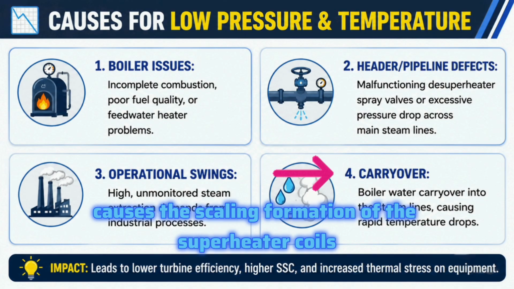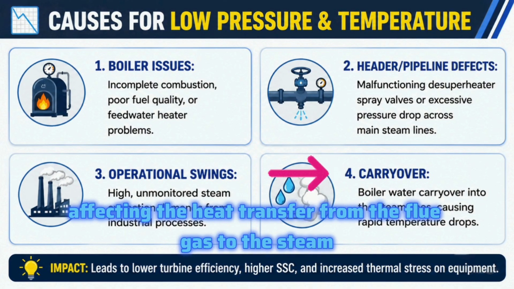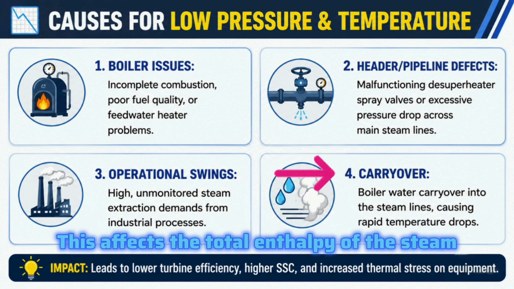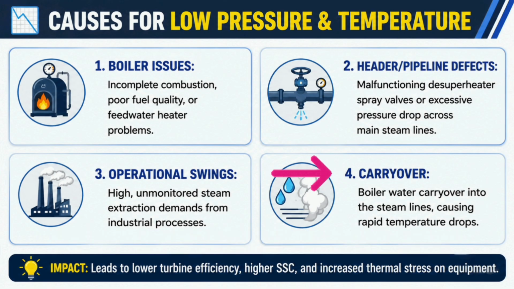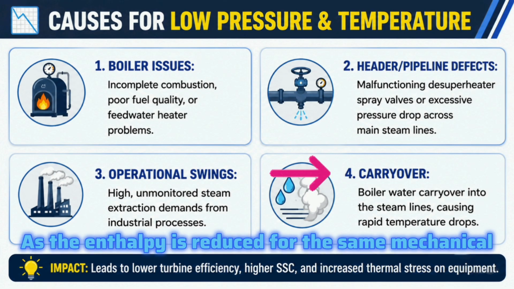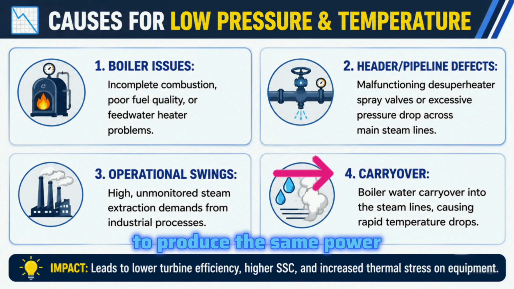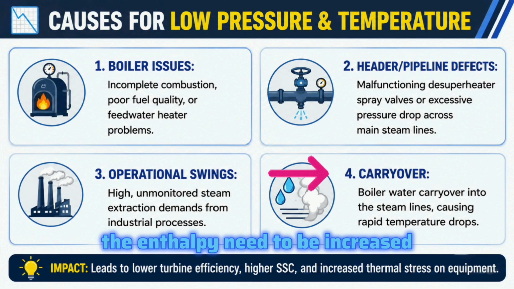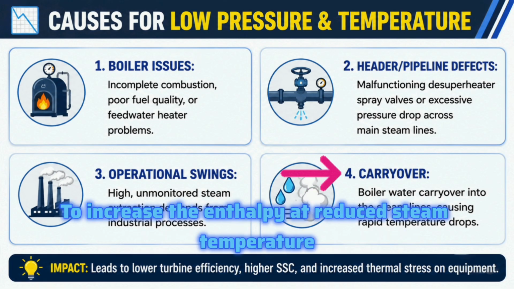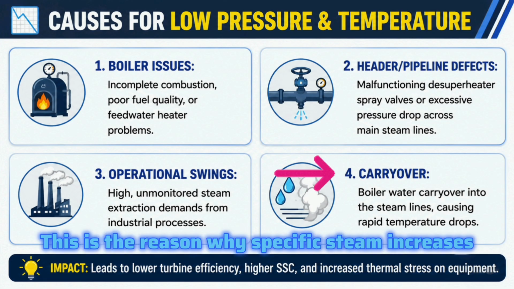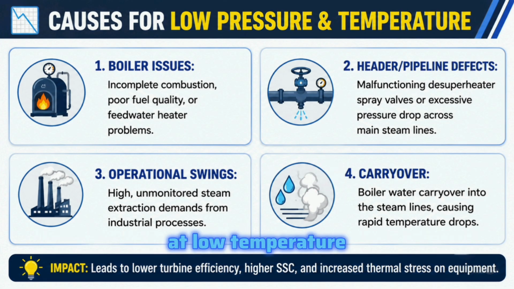scaling formation on the superheater coils, affecting the heat transfer from the flue gas to the steam, reducing the steam temperature. This affects the total enthalpy of the steam, as the enthalpy is reduced for the same mechanical or electrical output. To produce the same power, the enthalpy needs to be increased. To increase the enthalpy at reduced steam temperature, steam flow has to increase. This is the reason why specific steam increases at low temperature.